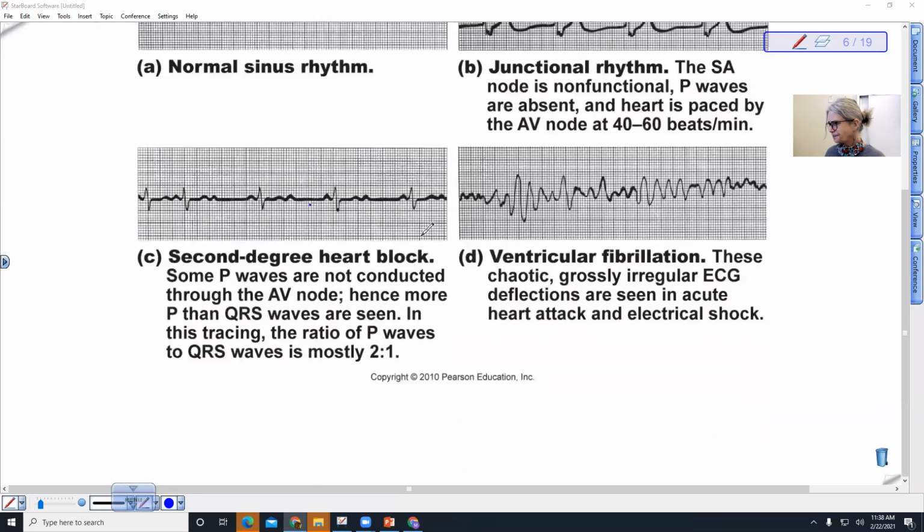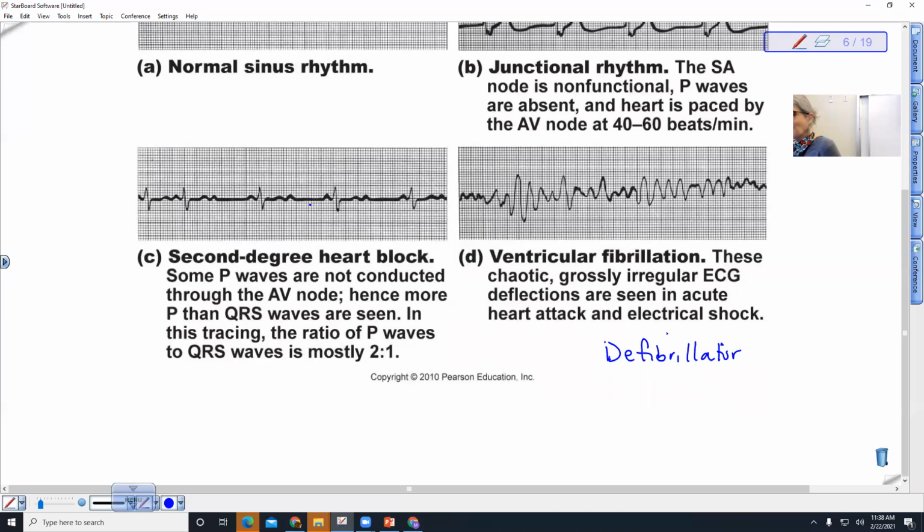Here, some of the P waves are not conducted through the AV node, so that there's too many P waves, right, is shown in this one, and that is called second-degree heart block. And then this one is very interesting. This one is called ventricular fibrillation, where it's just kind of like your heart's electrical system is just going crazy, right? So what you would do when you have ventricular fibrillation is you would use a defibrillator.